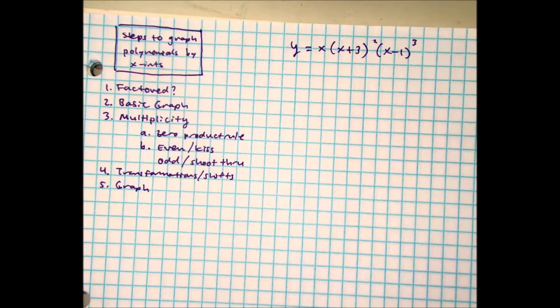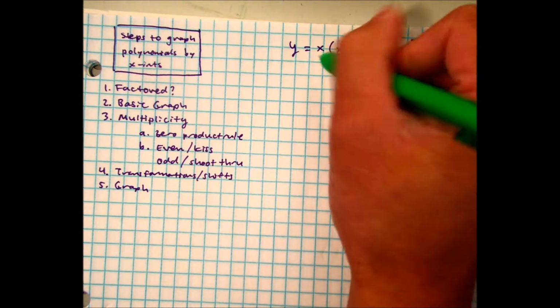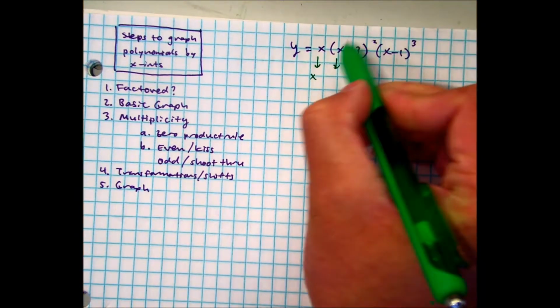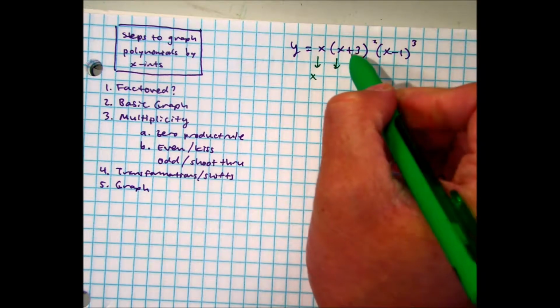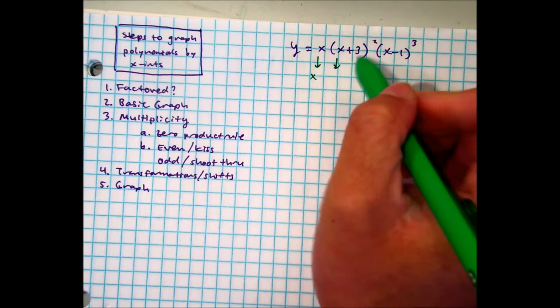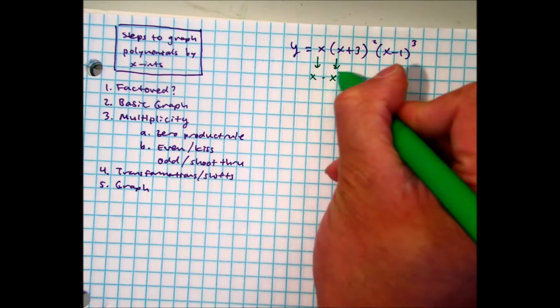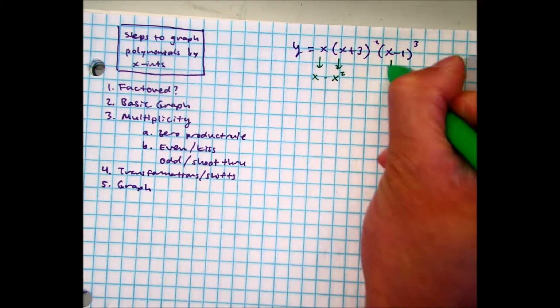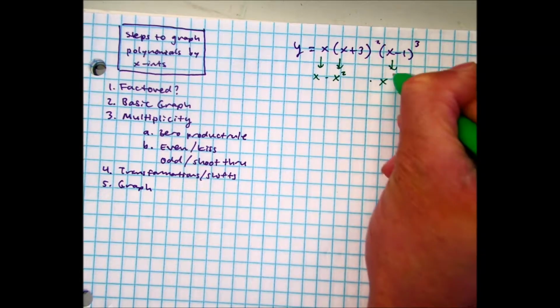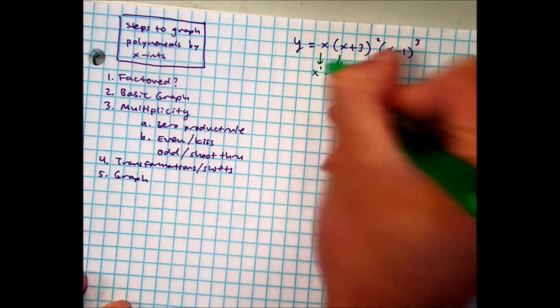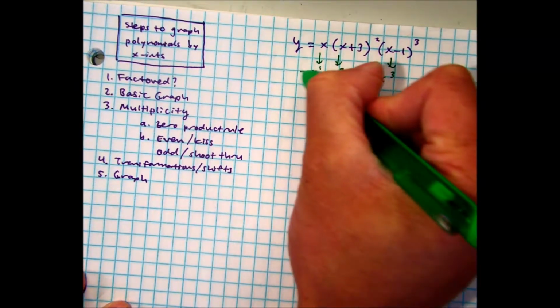To get a basic graph, I'm going to do this. This is just an x. Notice this one, if you expanded it, it's x squared plus 6x plus 9. But I'm more concerned about the highest degree, so this will become an x squared. And over here, this one will become an x to the third. So my basic graph, this is a 1. I can go this direction.